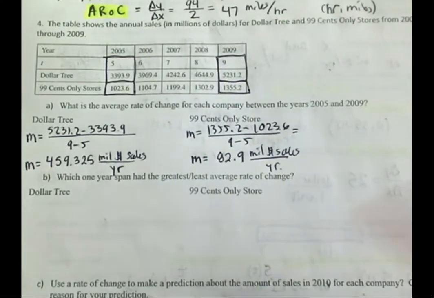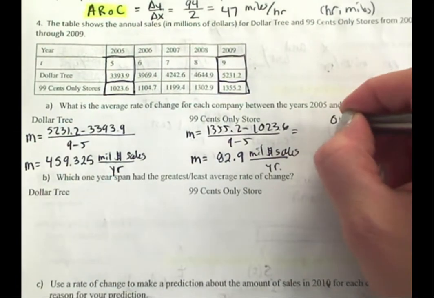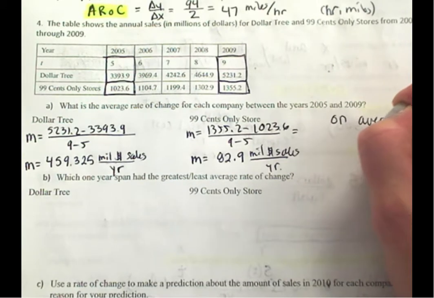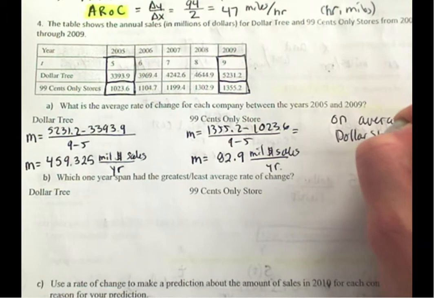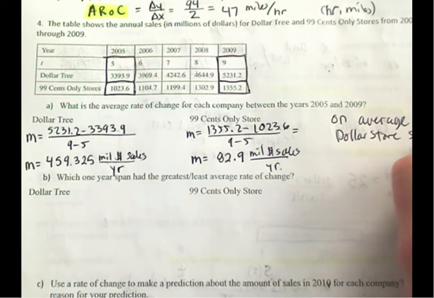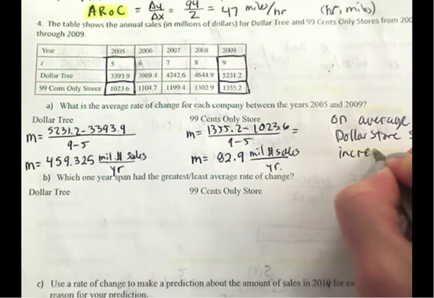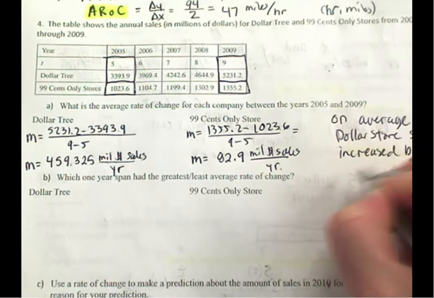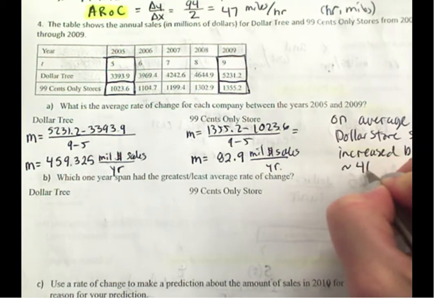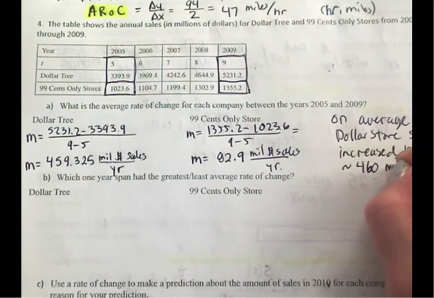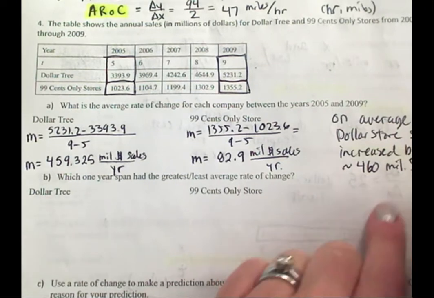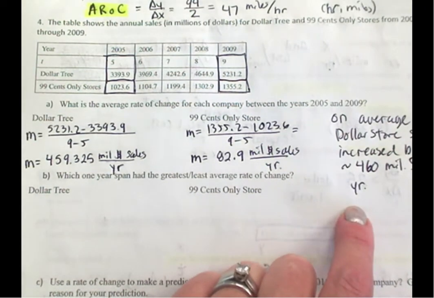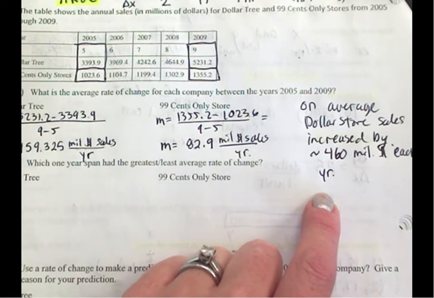Okay, so I'm going to write one sentence off to the side. On average, dollar store sales increased by approximately $460 million each year for 4 years.